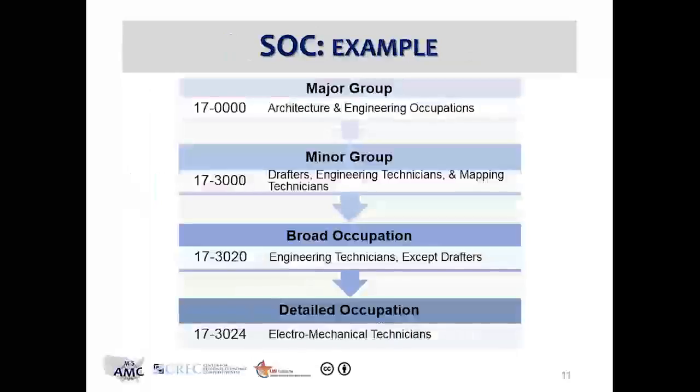So this is just an example of how an occupation might be coded. This is an example of electromechanical technicians. The major group that it falls under is 17, architecture and engineering. Then you add another digit to get to the minor group. Now you're down to drafters, engineering technicians, and mapping technicians. Add another digit, broad occupations, engineers and technicians, except drafters, and finally that last digit to get to electromechanical technicians.